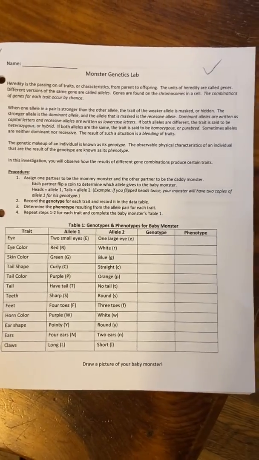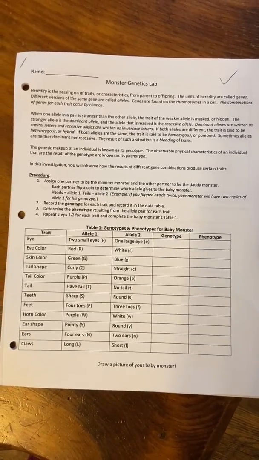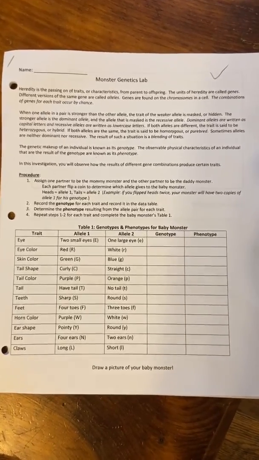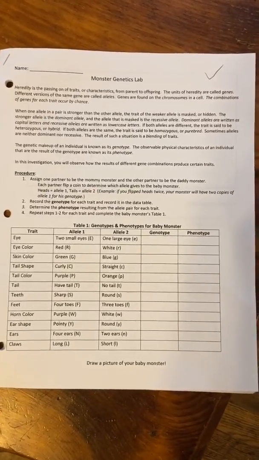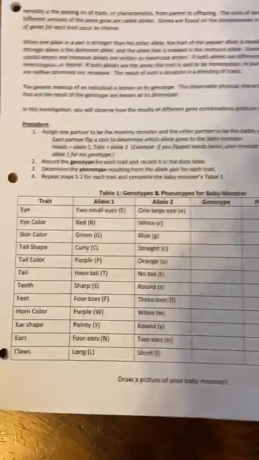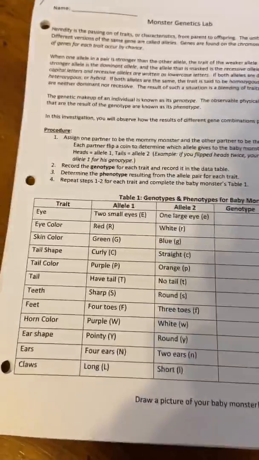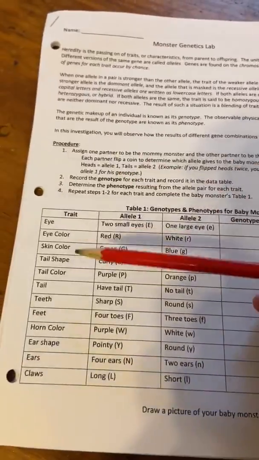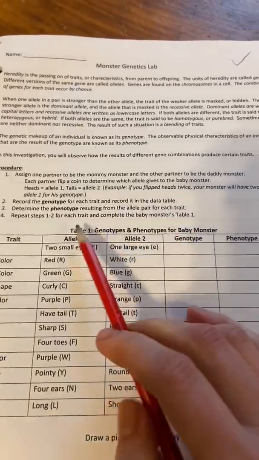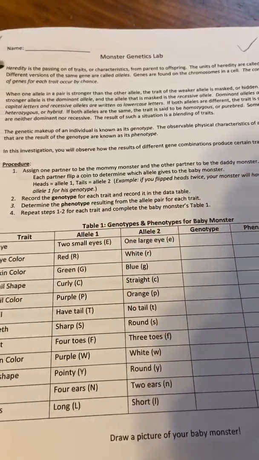All right, guys, some of you may have noticed that I returned your monster genetics labs. I started grading them and I realized that you guys might need a little bit more explanation on how this was supposed to be done. So for the first part here, you have your different alleles for all of these different traits, and you have to determine the genotype. And it says in the directions to do that by flipping a coin.